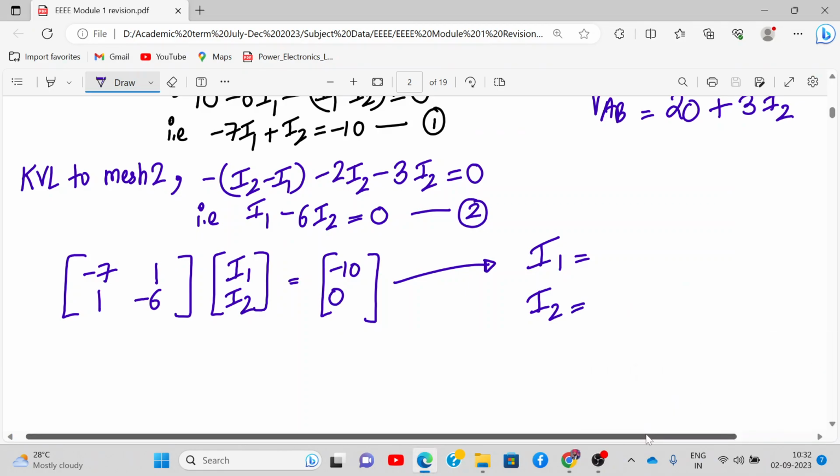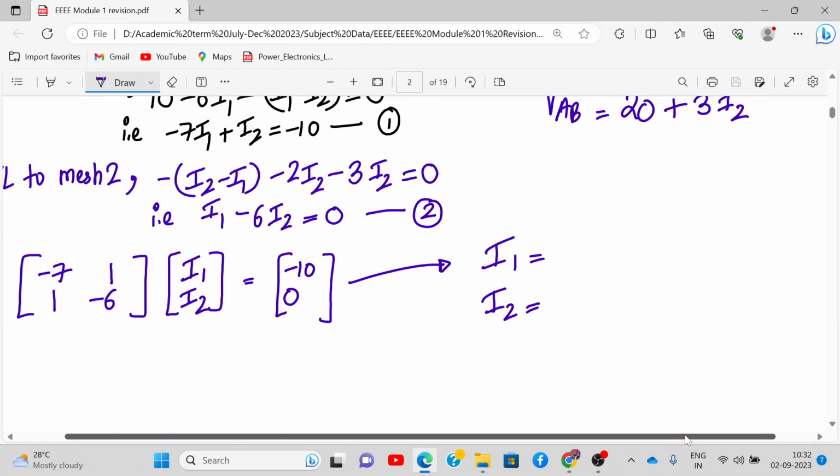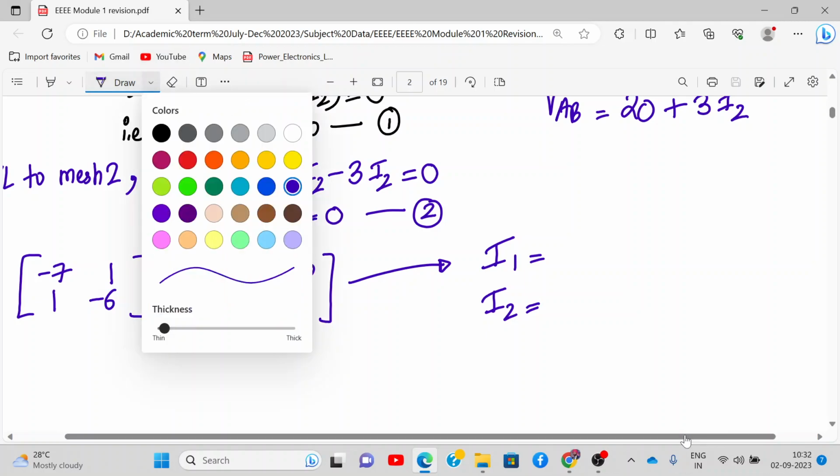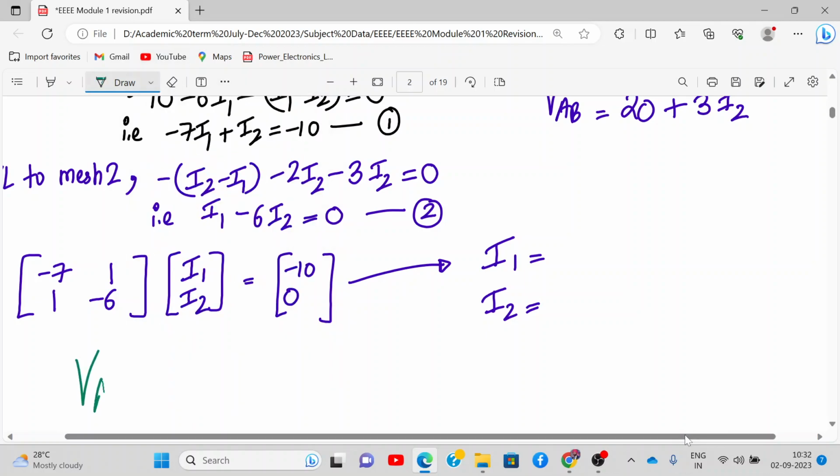Everyone else, please calculate I1 and I2 also. If anyone gets the answer, let me know. It will hardly take less than 10 seconds. Use your calculator and get me the values of I1 and I2. Till then I'll write that statement for VAB and keep it ready. VAB or VTH is 20 plus.